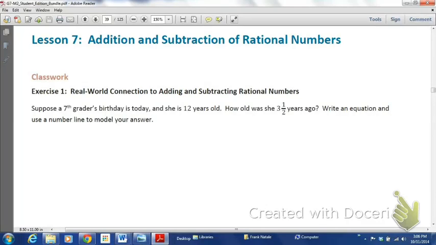Okay, so here's a problem I want you to work on. Suppose a 7th grader's birthday is today, and she is 12 years old. How old was she 3.5 years ago? Now that is easy. I think many of you have it already figured out. But here is what I need you to do. Write an equation and use a number line to model your answer.